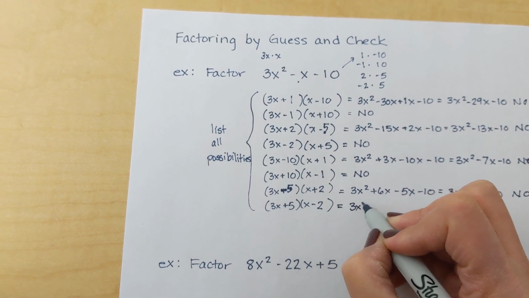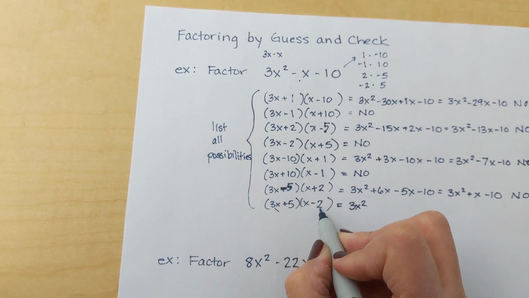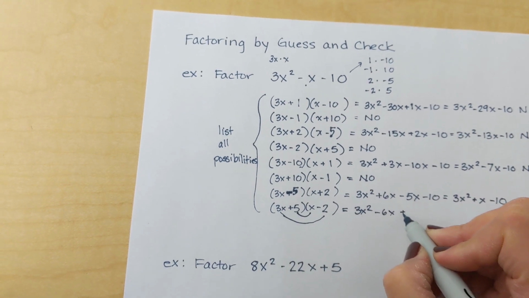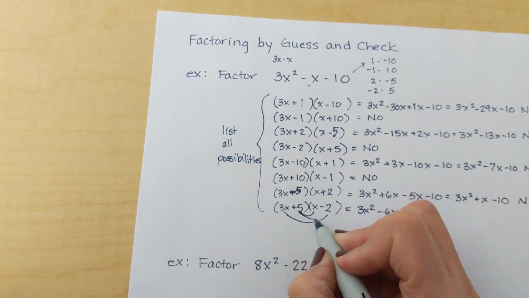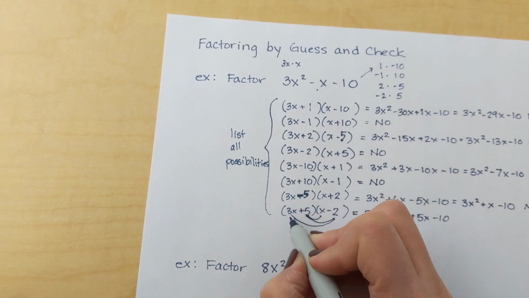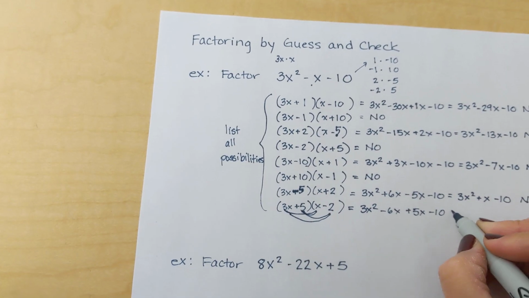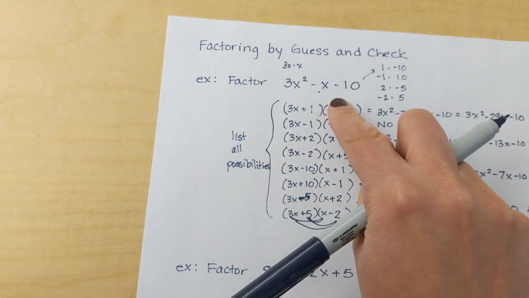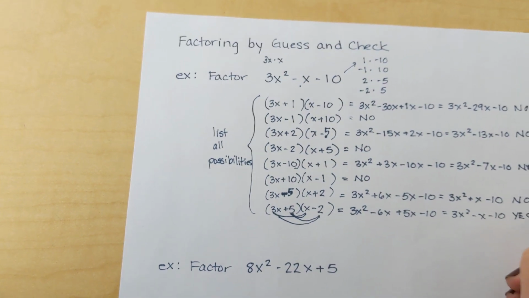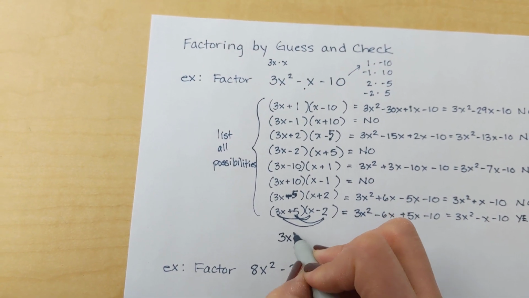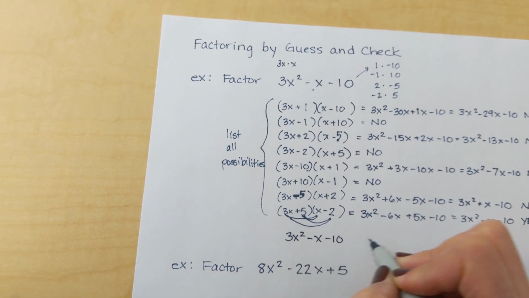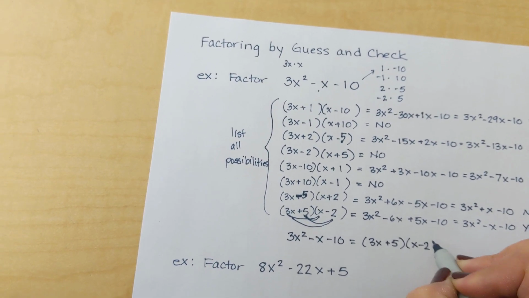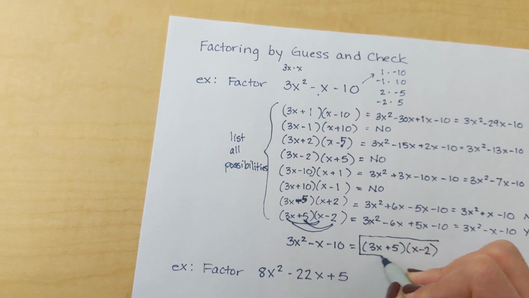So we have 3x squared. Do the outside, 3x times a negative 2 here is a negative 6x. 5 times x is a plus 5x. And 5 times negative 2 is a negative 10. So we've done all of the distributing here. We have 3x squared minus x minus 10, which matches the original problem. So yay, we found it. So we would say the factored form of 3x squared minus x minus 10 is 3x plus 5 times x minus 2. And this would be our final answer.